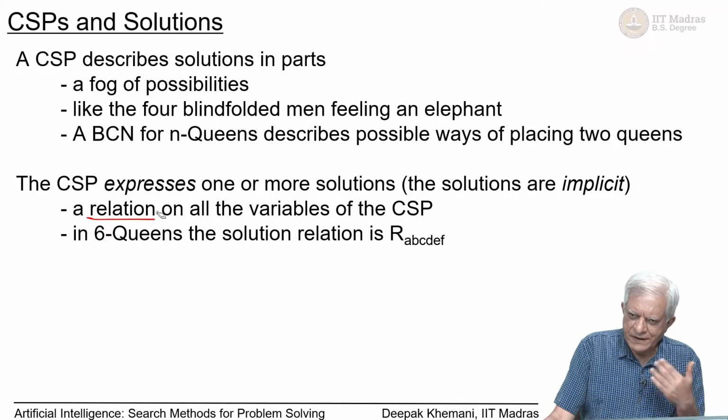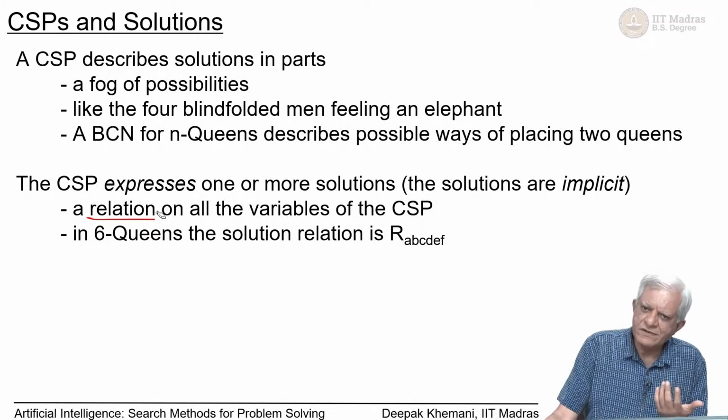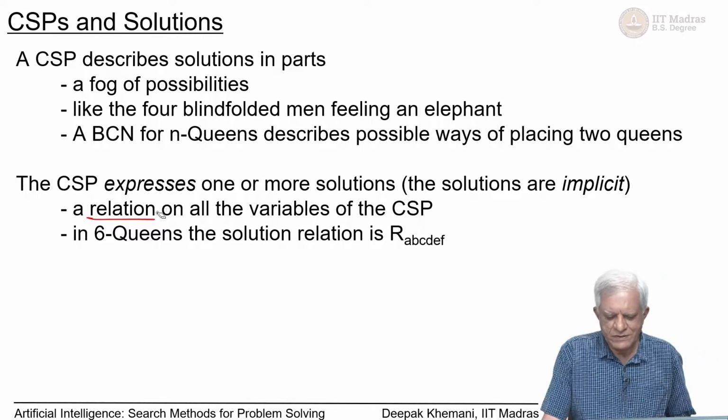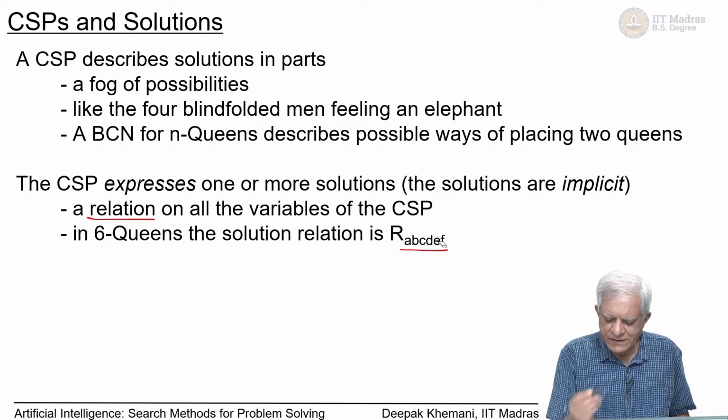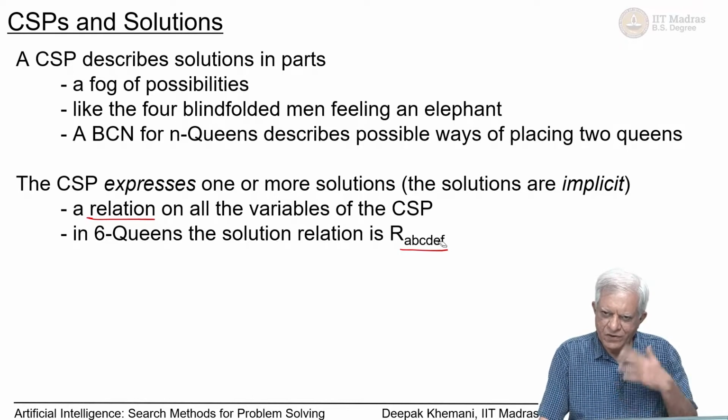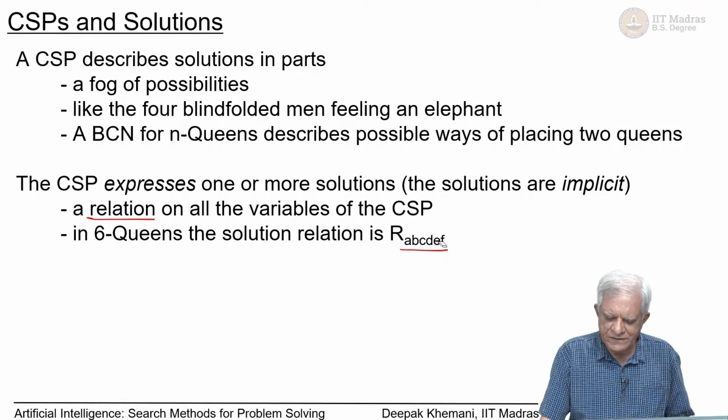Where is queen 1 placed, where is queen 2 placed, where is queen 3 placed, and so on and so forth essentially. So, we have seen this, that we could use a list representation for the n-queens problem, and so some permutation of A, B, C, D, E, F would be a candidate, and some of them would be solutions. And the relation is a relation on all the 6 variables, which means it is a subset of all combinations, all permutations of these. Some of them are the solutions.